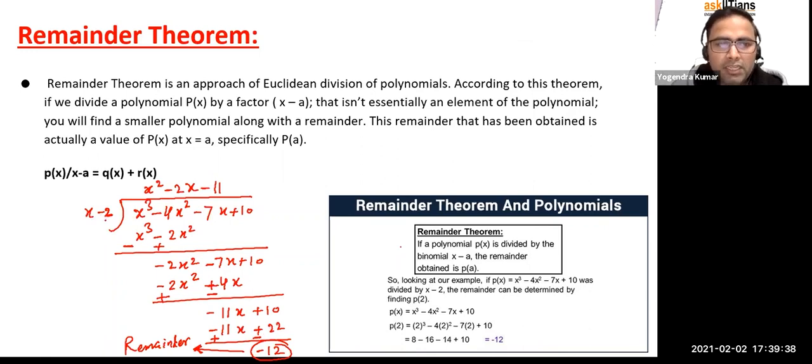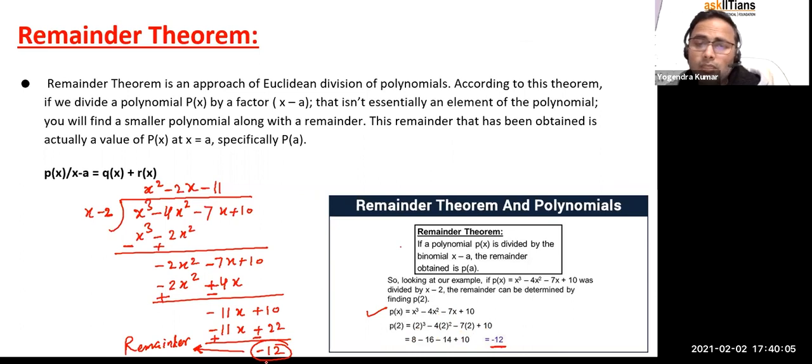If you need to divide by x minus a, you just substitute x equals a into the polynomial, and that's what is happening here. x equals 2, so you substitute 2: 2 cube minus 4 into 2 square minus 7 into 2 plus 10. If you calculate this, 8 minus 16 minus 14 plus 10, what are we getting? Minus 12, right?